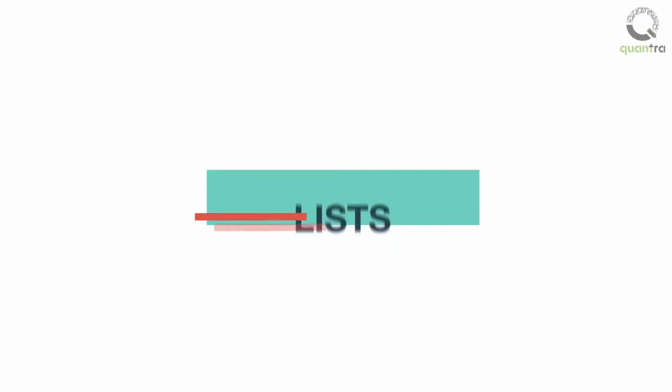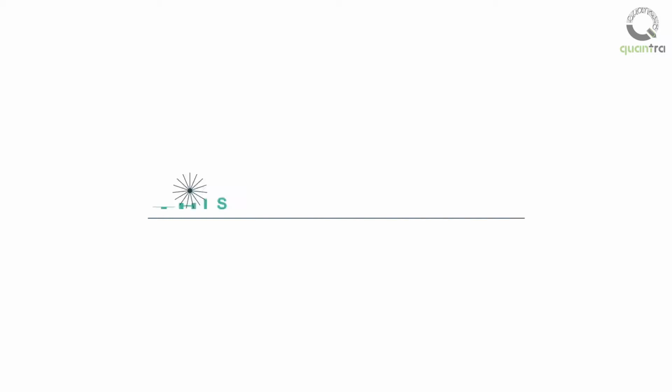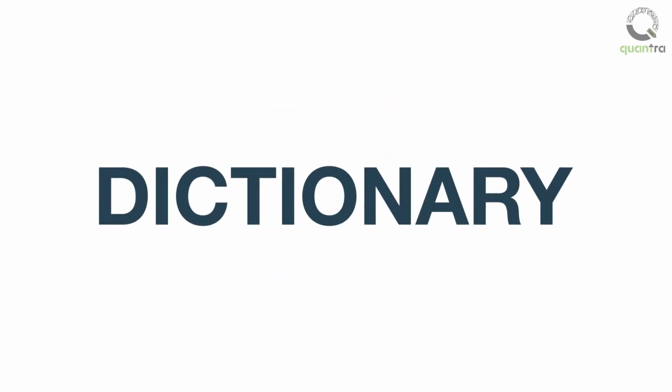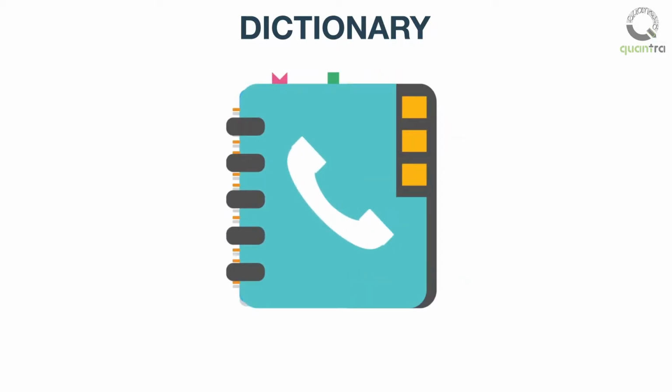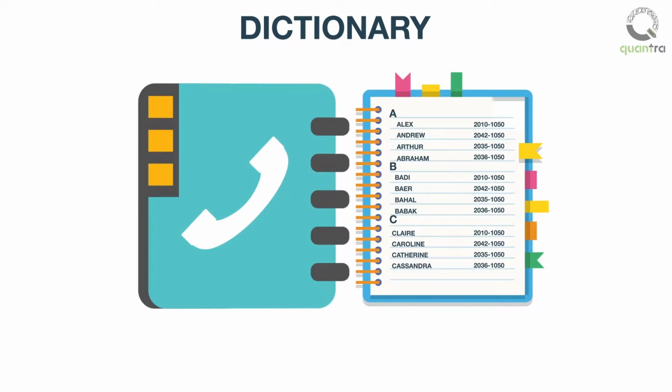In the previous few units, we explored the concept of lists. From this unit onwards, we will look at another data structure in Python, known as dictionary. A dictionary is generally used for mapping. For instance, consider a telephone directory, which has names mapped with the contact numbers.